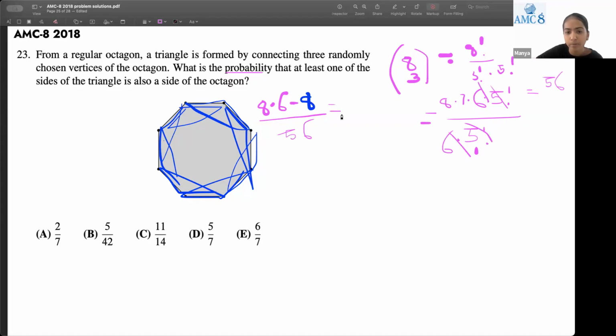And so the top number would be equal to 8 times 6, which is 48. 48 minus 8 is equal to 40. And so 40 over 56 would be our answer. But then we're going to have to simplify it. So 40 over 56 would be equal to, dividing by 8 and dividing by 8, we're going to be getting 5 over 7. And so that's how we got our answer choice D, 5 over 7.